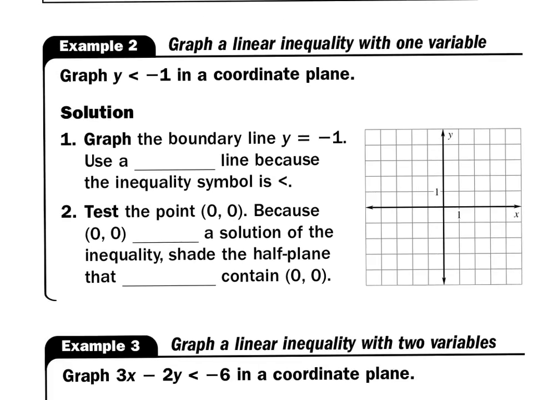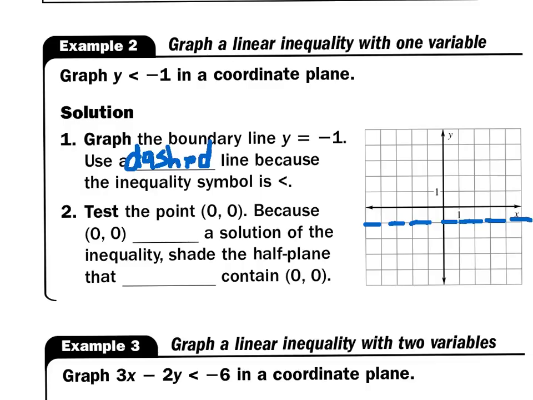So we're going to graph this. Graph the boundary line y equals -1, and we're going to use a dashed line. To graph this, I'm going to say y equals -1. So no matter what x I put in, y is always going to be -1. And I'm going to use that dashed line because we're just using the less than sign.